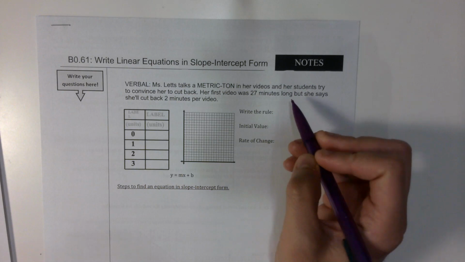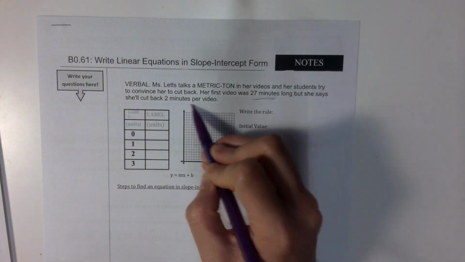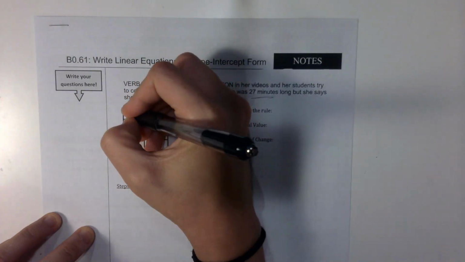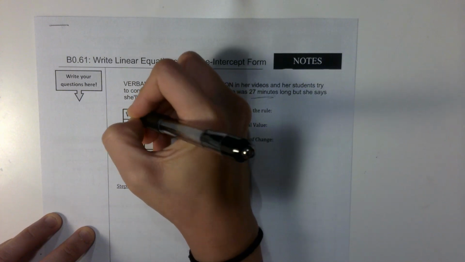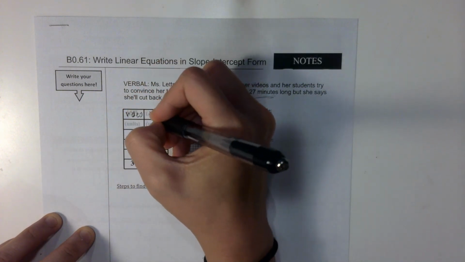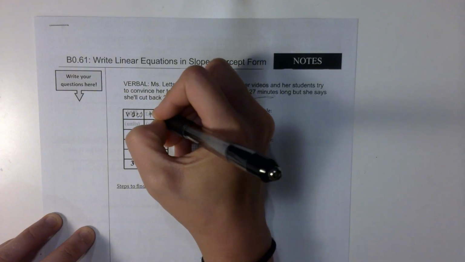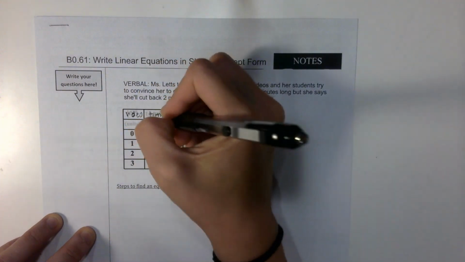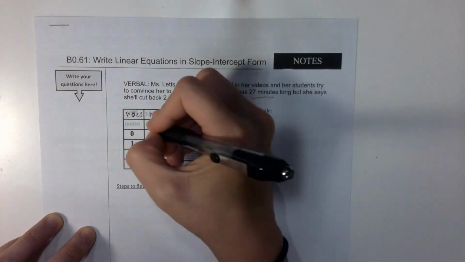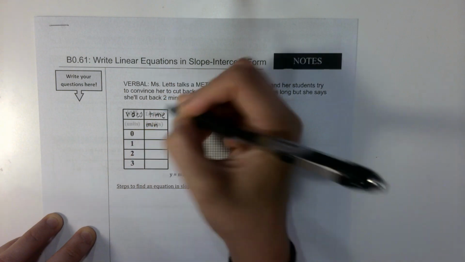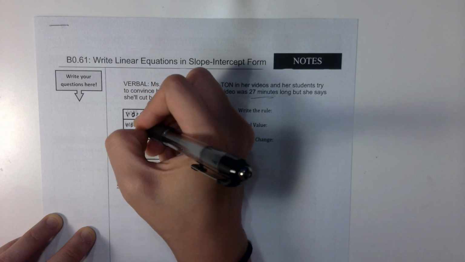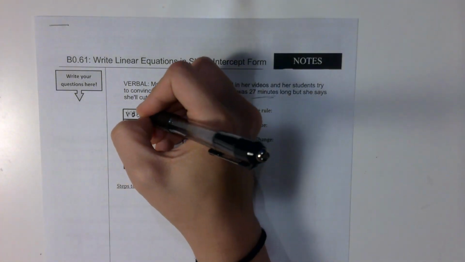Okay, so you want to think about our units, right? We have minutes per video. So we're going to put here in our label, video and time. And then our units are minutes and just videos, like count of videos or number of videos.